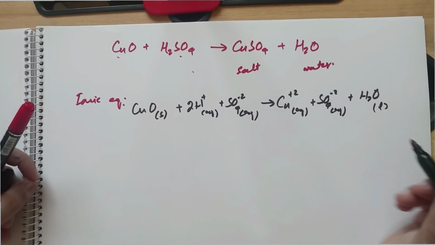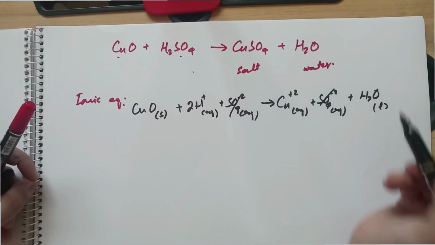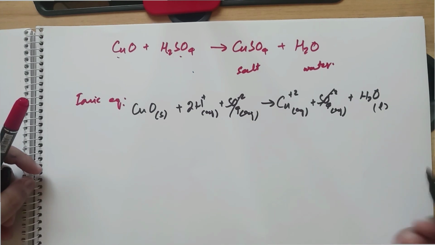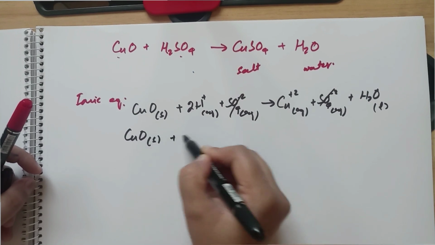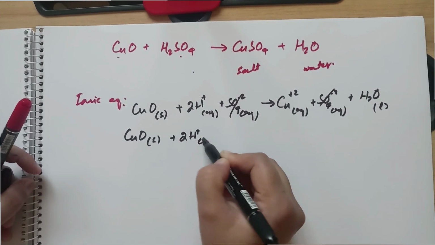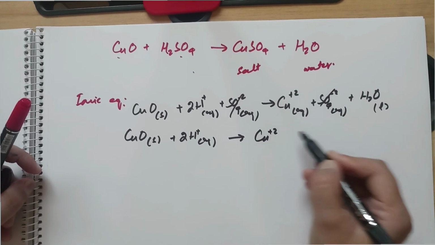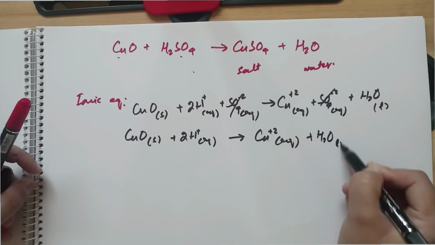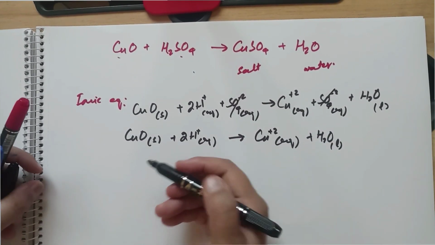Is it clear? So to cancel out the same ion, the sulfate ion cancels out with each other, and we get the final equation as copper oxide and hydrogen ion gives us copper ion in aqueous solution, and water, which is liquid. Is it clear?